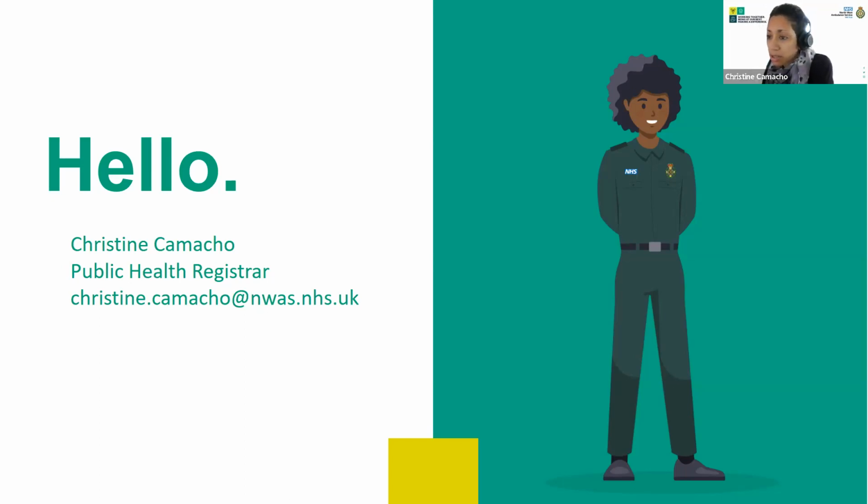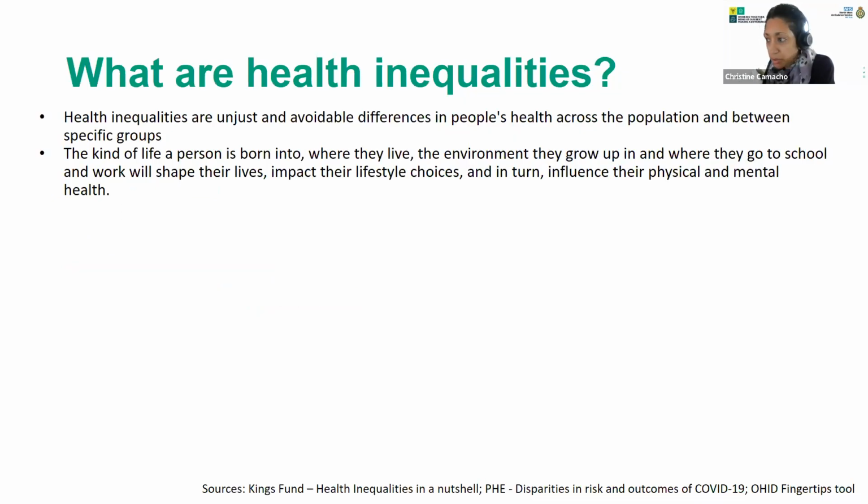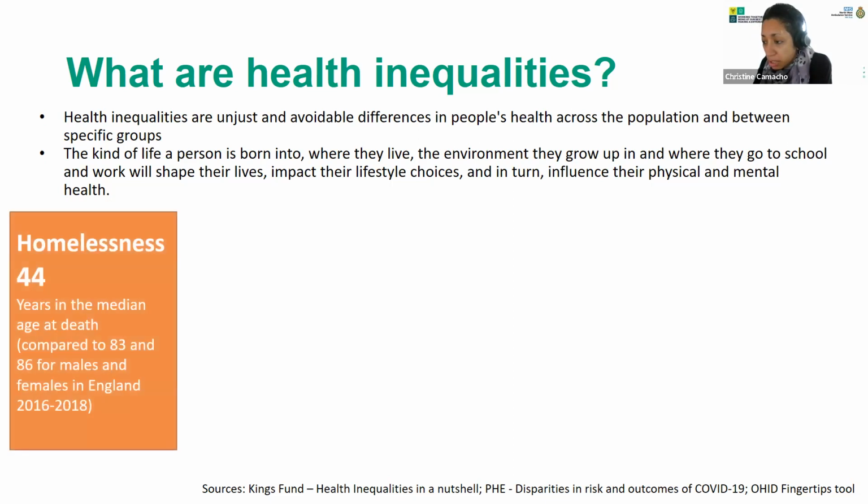So health inequalities are, just want to move the slide on for me, please, Andy. Thank you. Unjust and avoidable differences in people's health. And there's lots of things that shape those health inequalities. A lot of it is actually determined by where you live, the environment that you grow up in, your employment opportunities, etc. To give some examples, for people experiencing homelessness, the average age of death is 44 years. That's compared to 83 years for men and 86 years for women in England.